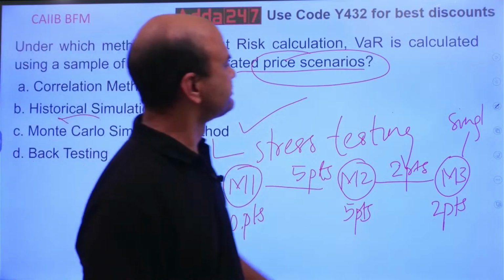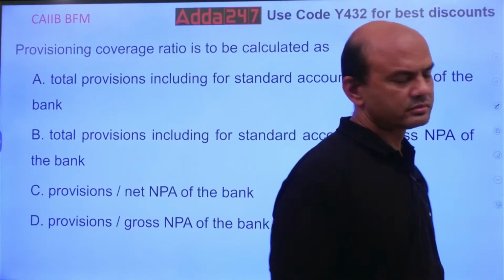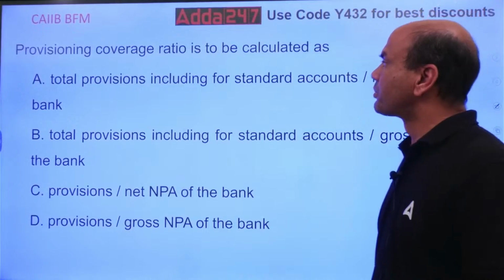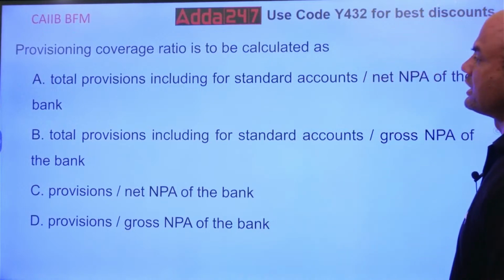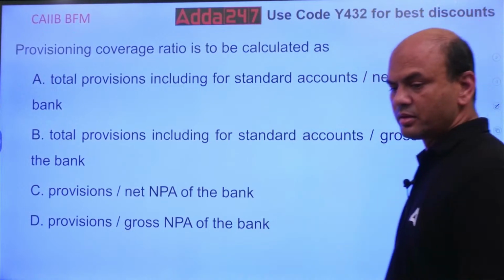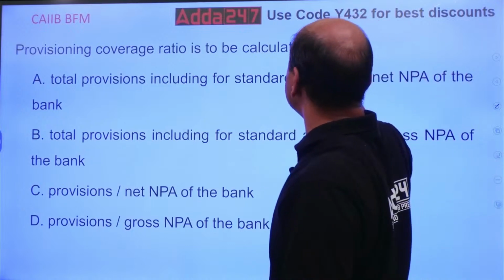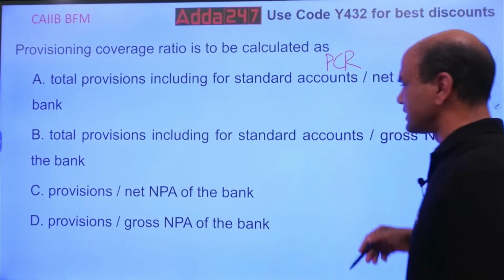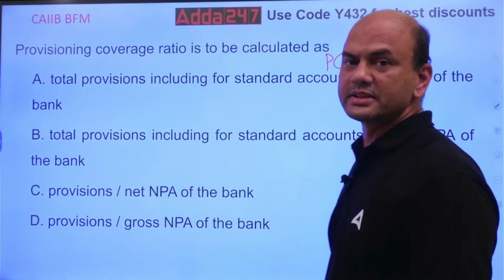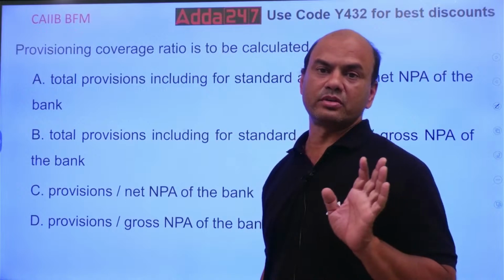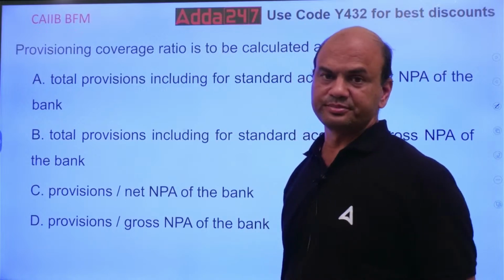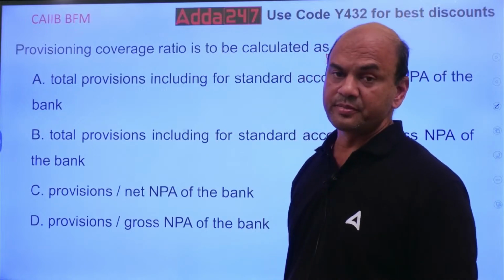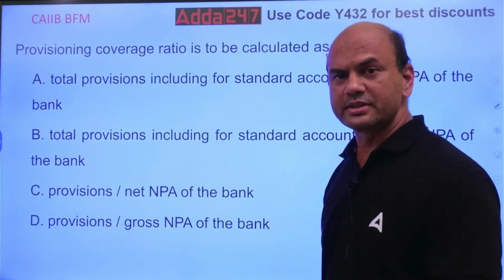Next one. Provision coverage ratio is to be calculated as, what is PCR? Provision coverage ratio is called PCR. RBI says that PCR should be 70% of your earlier gross NPAs. 70%. That is the RBI circular.